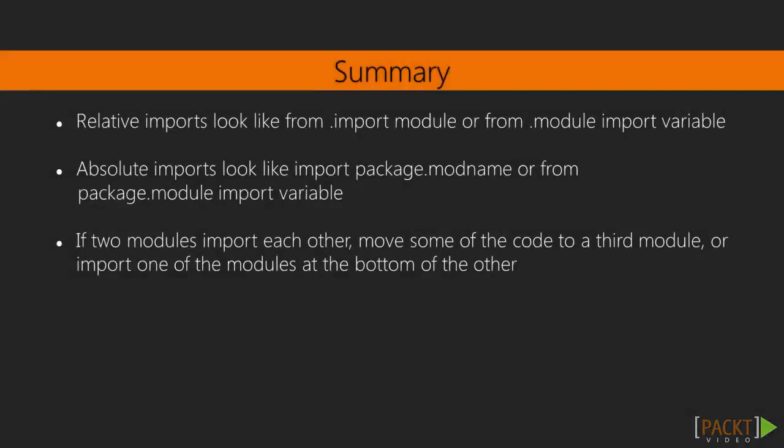So relative imports look like from . import module or from .module import variable. Absolute imports look like import package.module_name or from package.module import variable. If two modules import each other, move some of the code to a third module, or import one of the modules at the bottom of the other.